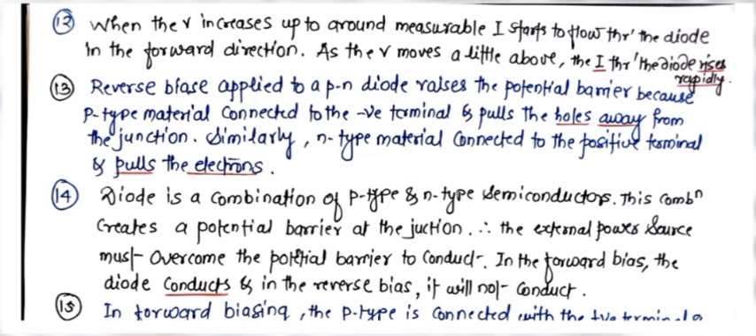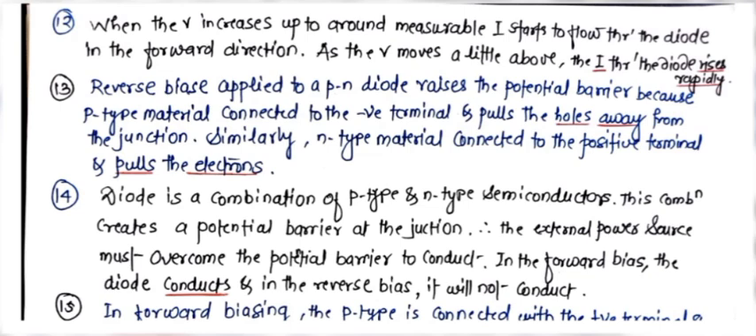A reverse bias applied to a PN diode raises the potential barrier because p-type material is connected to the negative terminal and pulls the holes away from the junction. Similarly, n-type material is connected to the positive terminal and pulls the electrons.